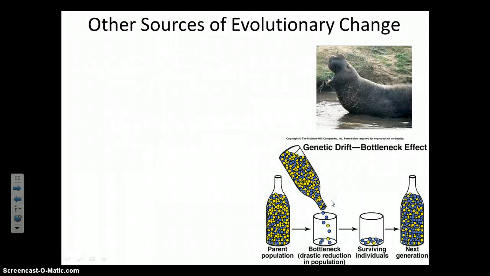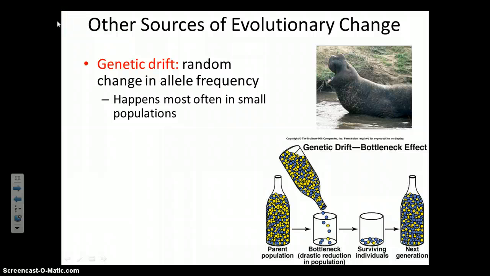And there's three other sources of evolutionary change besides just natural selection. The first one is genetic drift. So genetic drift is just a random change in allele frequency. It doesn't have anything to do with how fit an organism is. Just at random, the allele frequency can change.